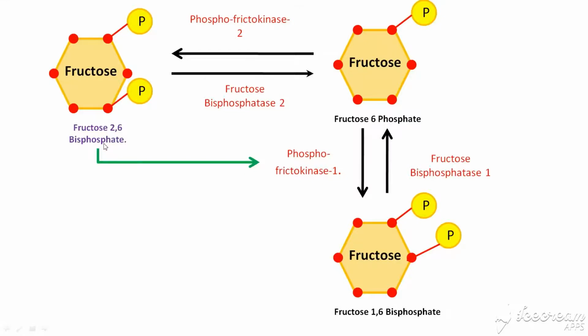Now, fructose 2,6-bisphosphate is the on and off switch for glycolysis, meaning that a rise in fructose 2,6-bisphosphate will induce glycolysis, and a fall in fructose 2,6-bisphosphate will inhibit glycolysis. So if there's an increase in fructose 2,6-bisphosphate, this is going to induce the enzyme phosphofructokinase 1, and it's going to push the reaction towards glycolysis. If there's a decrease in fructose 2,6-bisphosphate, then it's going to inhibit the enzyme phosphofructokinase 1, and this is going to push the reaction more towards gluconeogenesis.